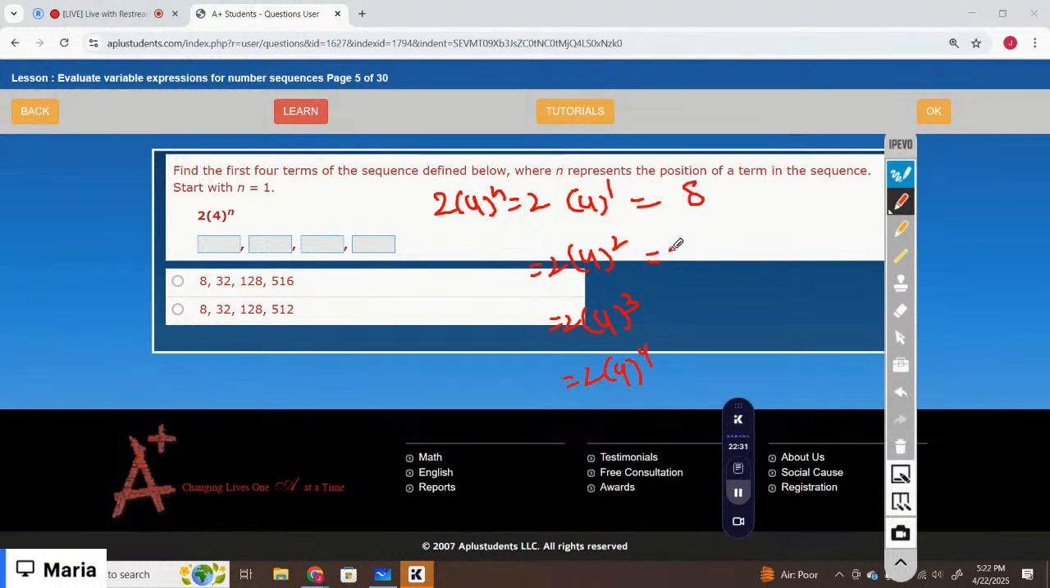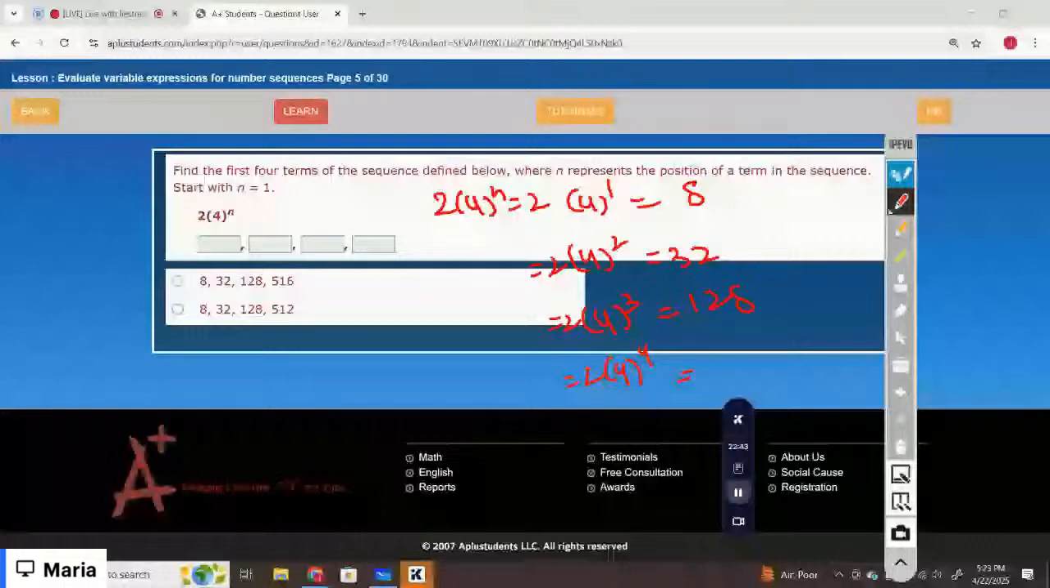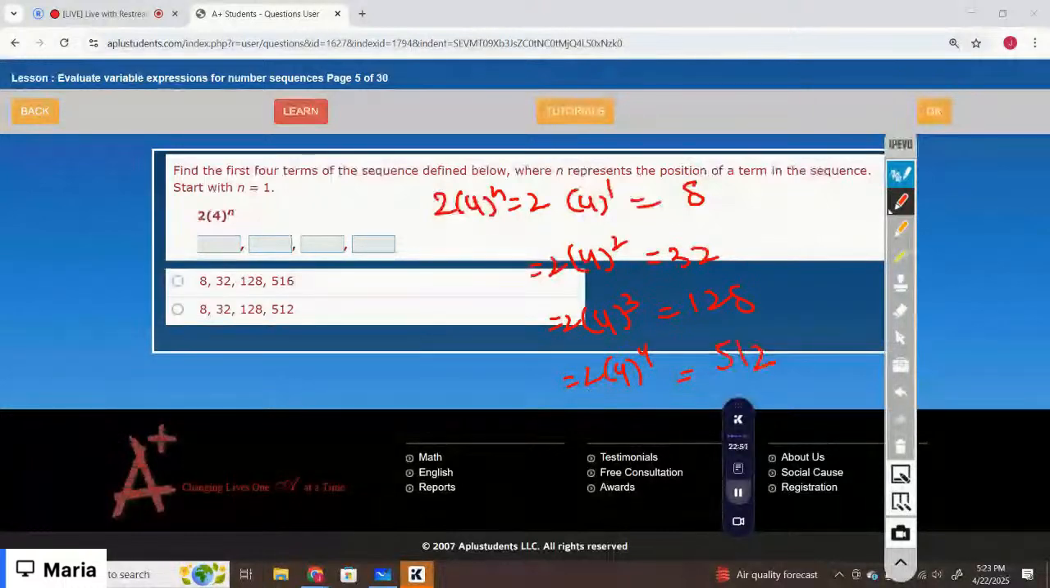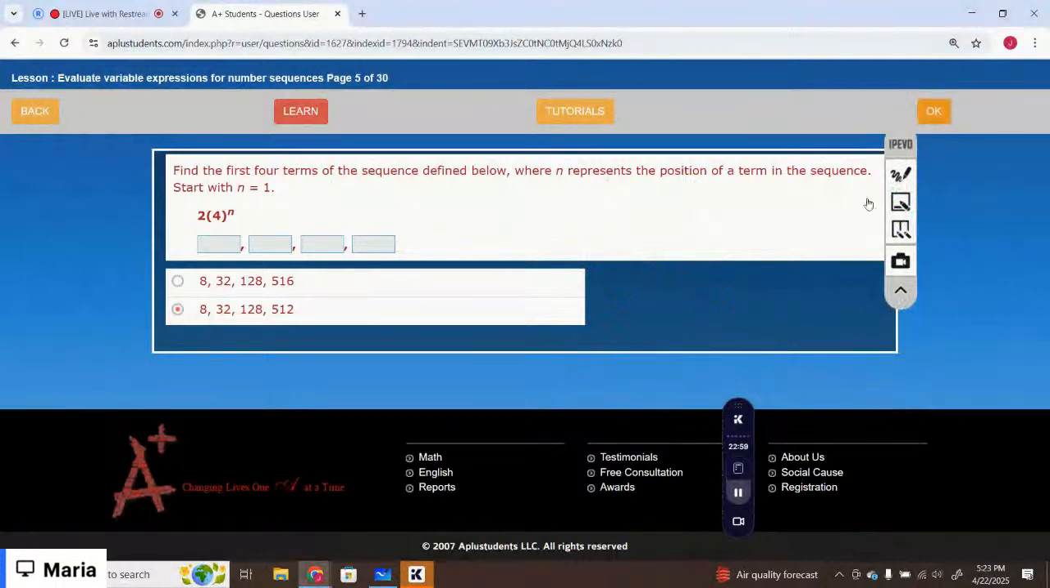4 times 2 is 8, 16 times 2 is 32, 64 times 2 is 128, that is 512. Option number 2 is the correct option. 8, 32, 128, and 512. Option number 2 is the correct option.